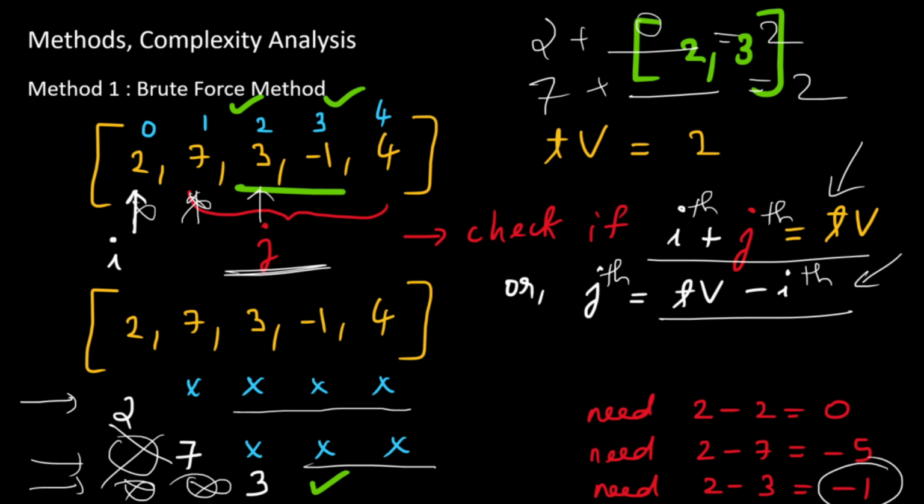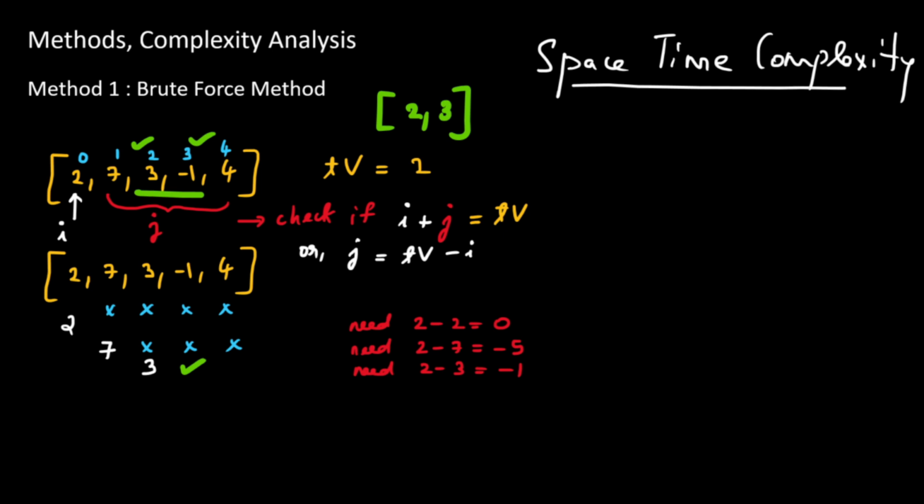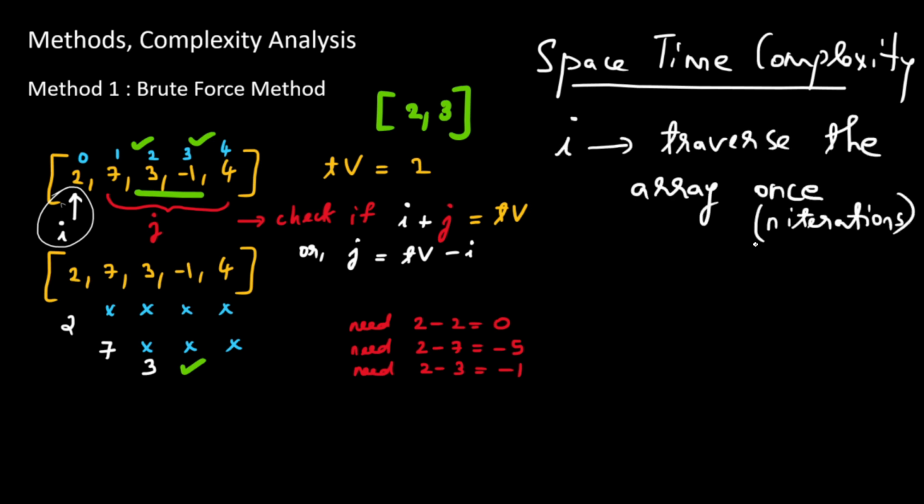All right, now let's take a look at the space and time complexity of this brute force solution. Over here you can see that with the pointer I, we are traversing the array once. So if there are n elements in the array, we would be doing n operations to traverse the array once with the pointer I. Now we can also see that for every value of I, we are again traversing the array, right?